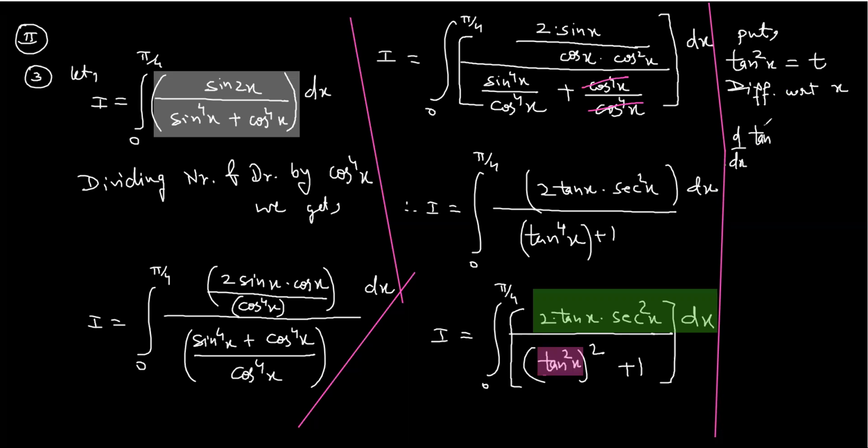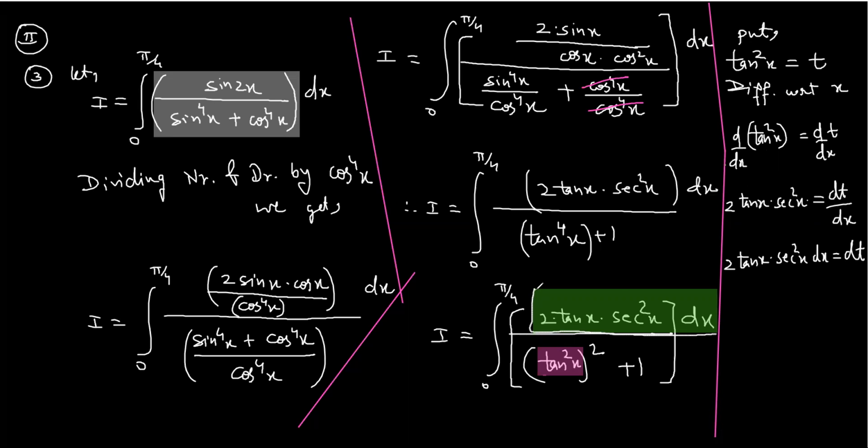So d by dx of tan square x equals to d by dx of t. Tan x the whole square. Okay, this is 2 tan x into derivative of tan x, which is sec square x, equals to dt upon dx. Now this dx multiplies here, so you get 2 tan x into sec square x dx equals to dt. So now you know this whole thing will be dt. This thing will be t square plus 1. So the whole integral problem will now shift to t.